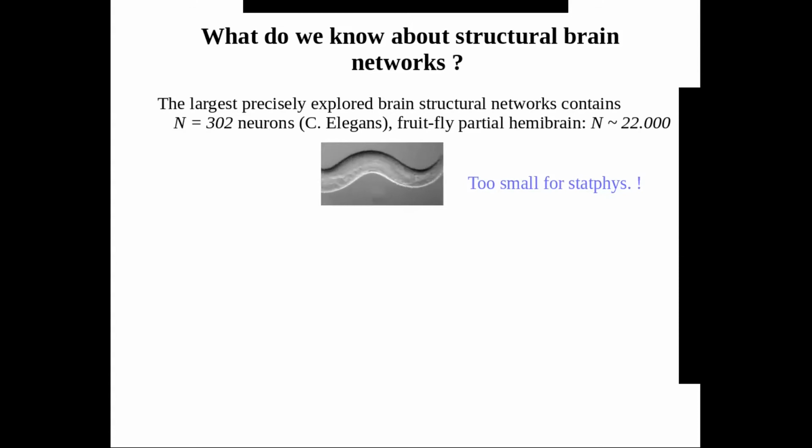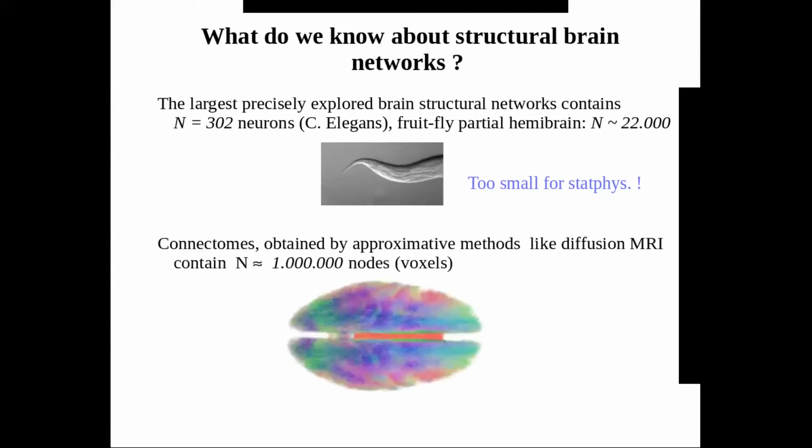But these systems are too small for statistical physics simulations. You may know that simulations can suffer from finite size effects and rounding effects. And if you have rounding effects, it is very difficult to know whether the rounding is due to a Griffiths phase or a finite size effect. Therefore, we consider larger connectomes, which are not exact, but were obtained by diffusion MRI measurements from pictures, and can contain almost 1 million nodes, voxels. But these nodes are not neurons themselves; each node is about 1 millimeter cube size of the brain. So it can already contain tens of thousands of neurons.